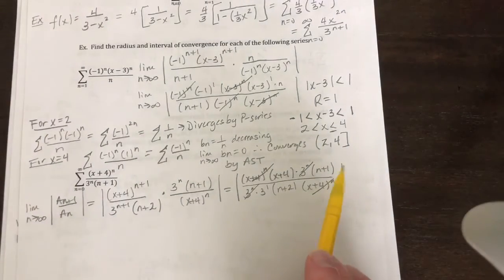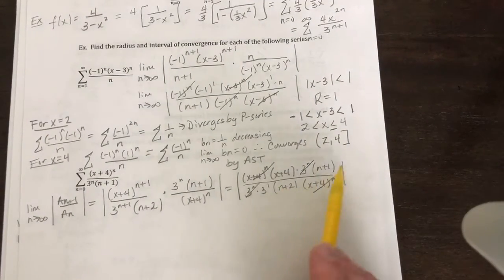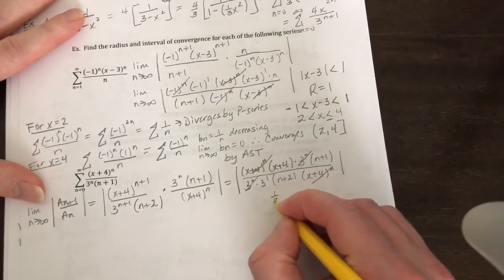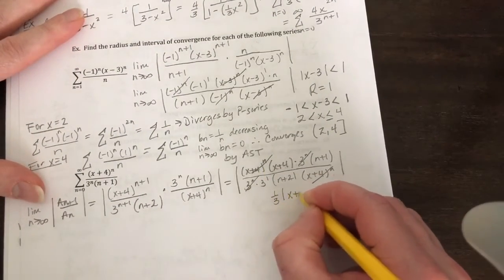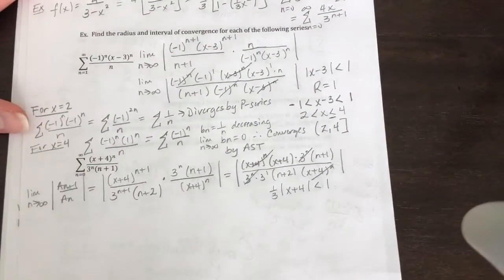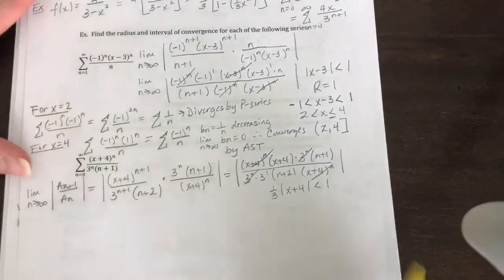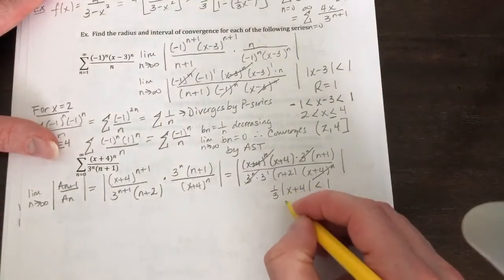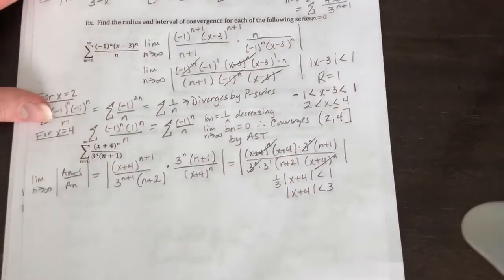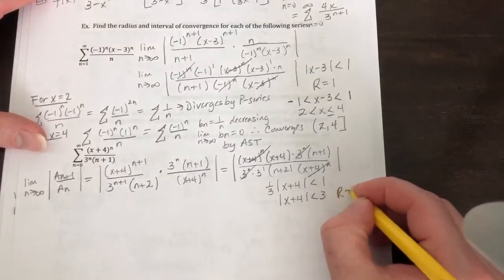The limit as n goes to infinity of this will go to 1. So we're left with 1/3 absolute value of x plus 4 is less than 1. So what we're going to have to do is isolate the absolute value to get our radius of convergence. Okay, so we're going to multiply both sides by 3. Okay, so our radius of convergence is equal to 3.